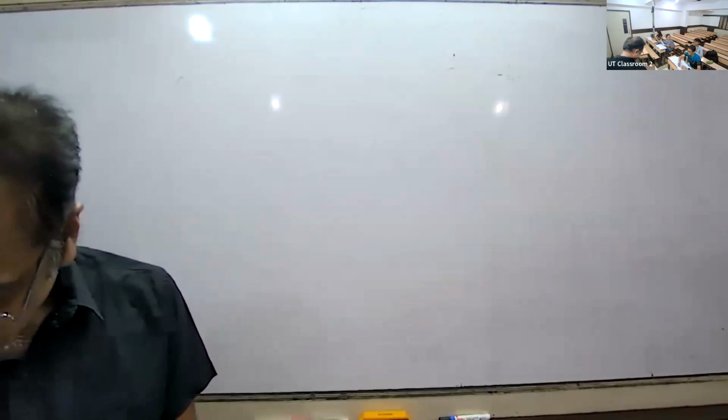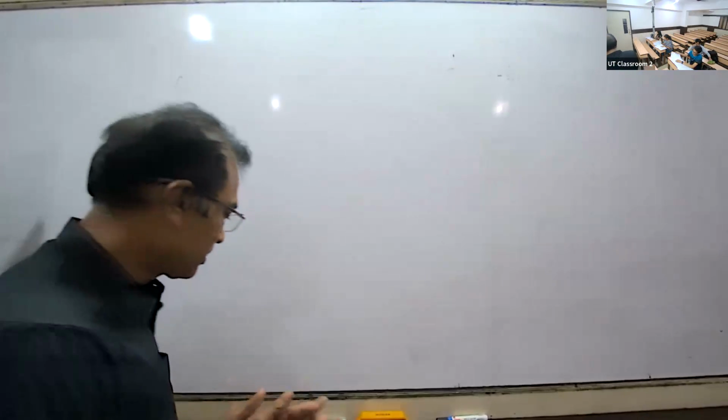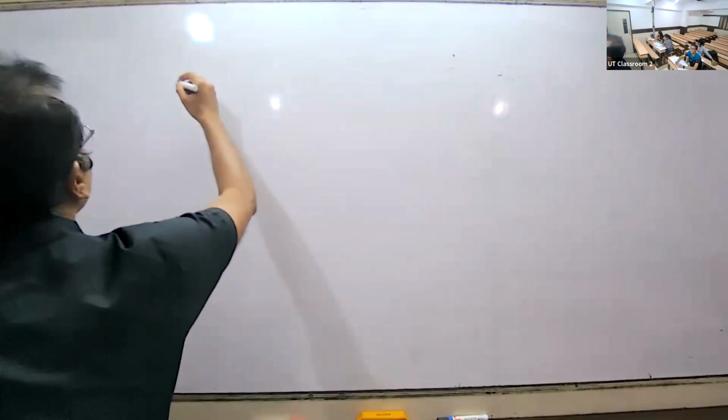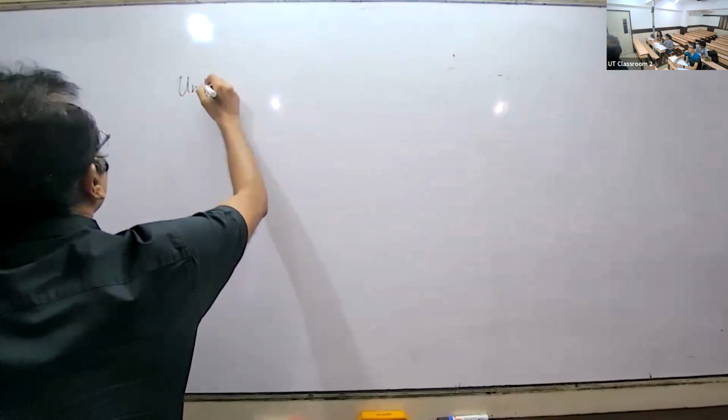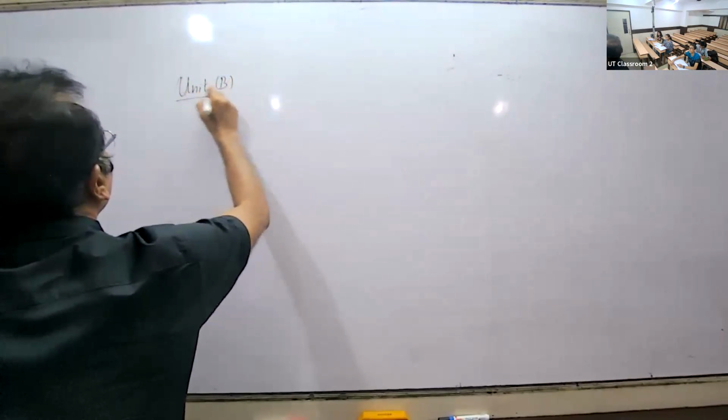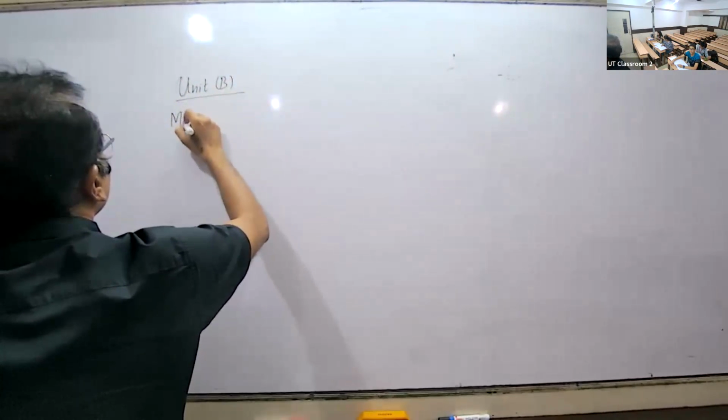Okay. So measurement. We have not started. Measurement of length. So now the interesting part begins. So far it was very abstract, with too many new things. So let's begin. Unit B. So measurement of length.